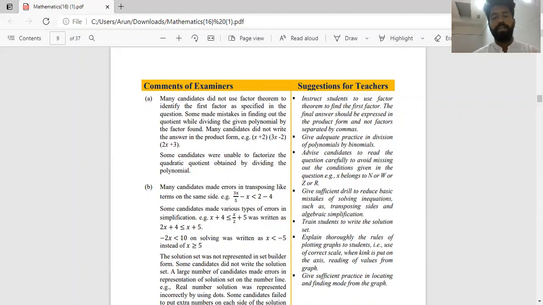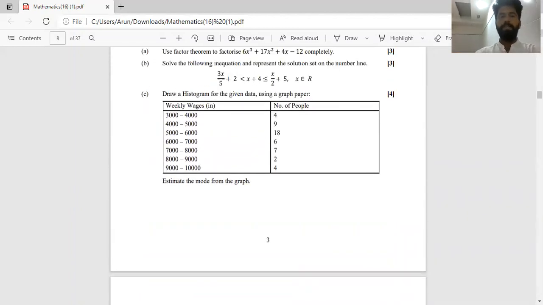Then train students to write the solution set. You need to know how to write the solution set in set builder form. When it is integers, natural numbers, or whole numbers, you write all the elements individually. And when it comes to real numbers, you write it in set builder form: x, such that whatever condition you've derived, and then x belongs to real numbers. So linear inequations, these are the points that you need to keep in mind.